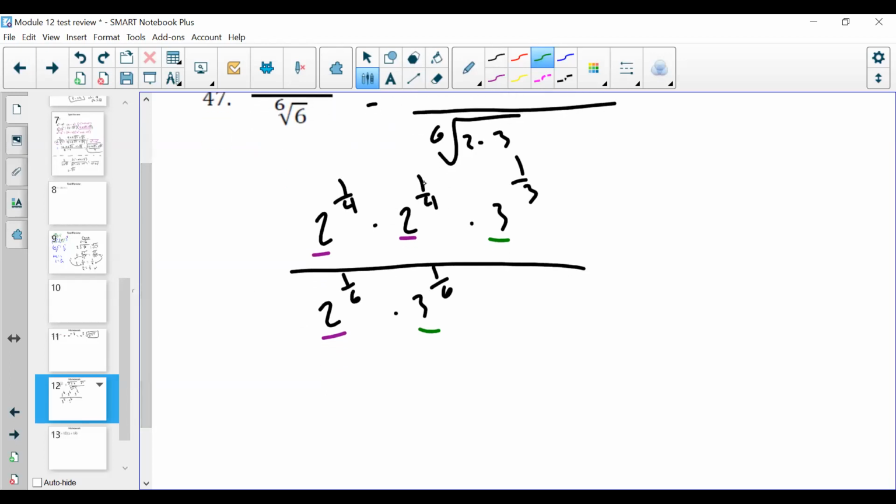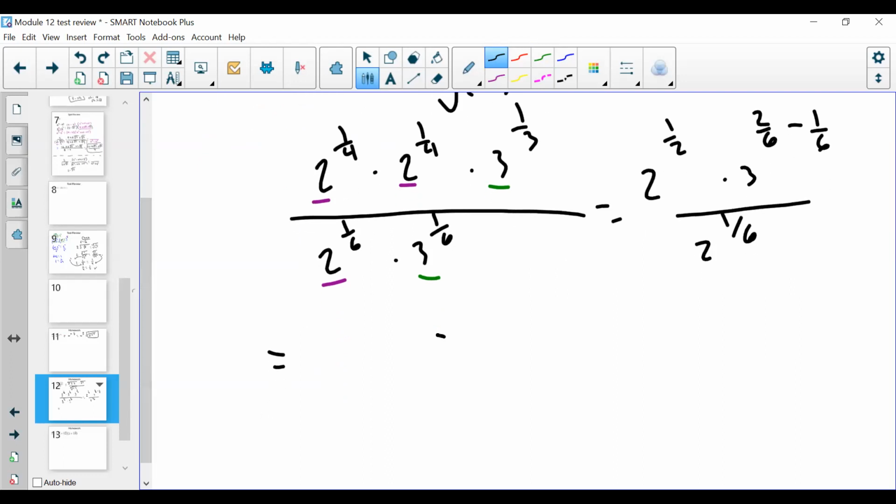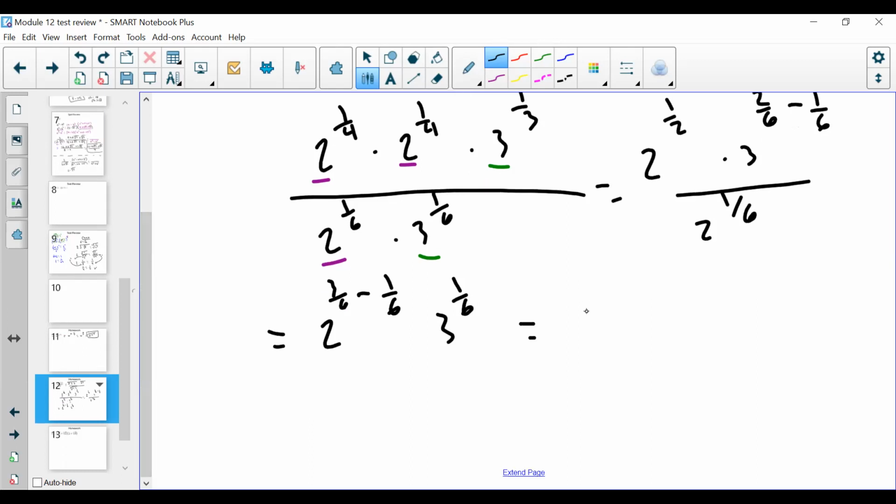So on the top, I have 2 to the 1/4 times 2 to the 1/4. Well, that's just 2 to the 2 over 4, or 2 to the 1/2. Then I have 3 to the 1/3 and 3 to the 1/6. That's just 3 to the 2 over 6, because that's the same as 1/3, minus 1 over 6, and that's all over 2 to the 1/6. So these 3's, they'll cancel out to give me 3 to the 1/6. And then this 2, well, I can rewrite this 2 to the 1/2 and 2 to the 1/6 as 2 to the 3 over 6, because 1/2 is the same as 3/6. And I can subtract from it this 1/6 I had on the bottom. And what you end up getting is 2 to the 2 over 6 times 3 to the 1/6.